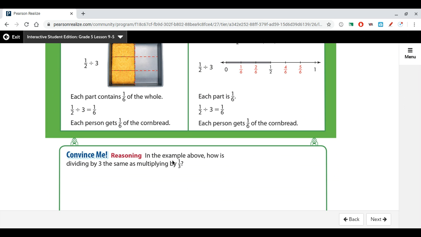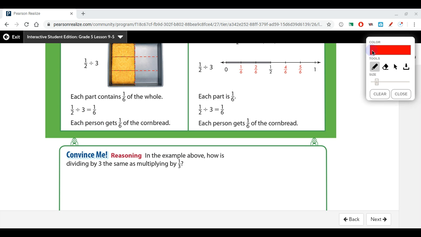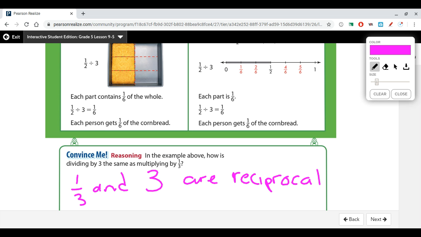All right, so in the example above, how is dividing by 3 the same as multiplying by 1/3? So we talked a little bit about this yesterday, that the 1/3 and 3 are what's called reciprocals, where I multiply them together. So if I do 1/3 times 3 over 1, I end up with 1. So remember, reciprocal: when I multiply them together, I get 1.